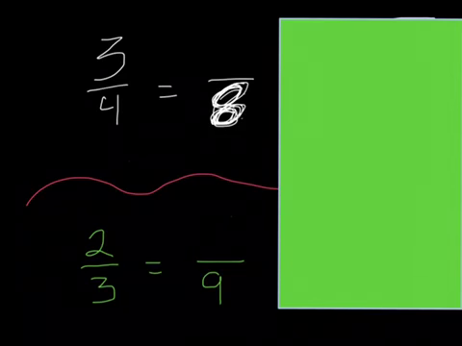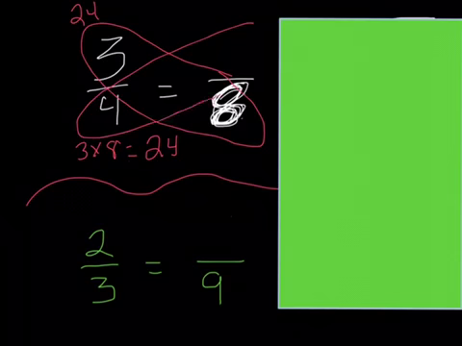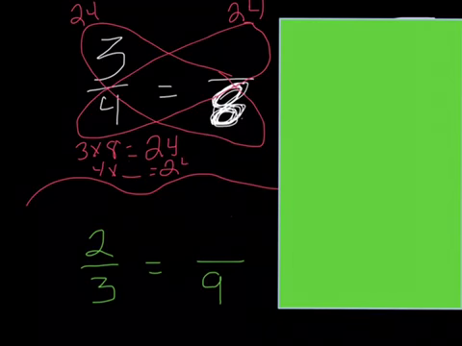Okay, for the top problem, I'm going to use the butterfly trick. So I'm going to take 3 times 8, and that's going to give me an answer of what? You're right, of 24. So now I know that for this wing of the butterfly, it needs to equal 24. So 4 times what number equals 24? You're right, the answer is 6.